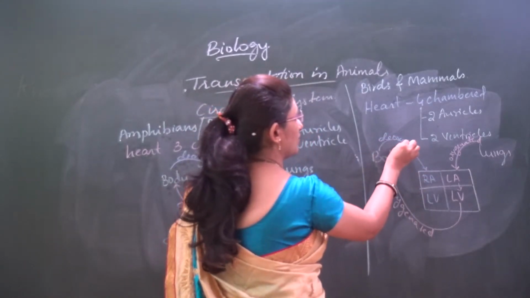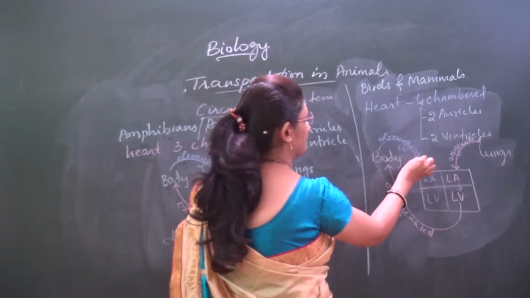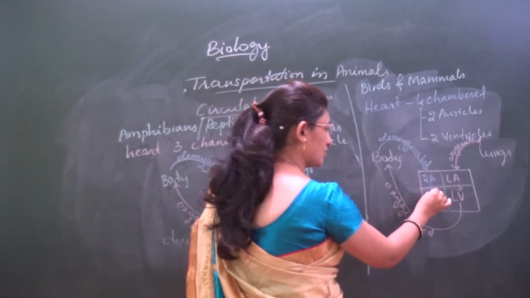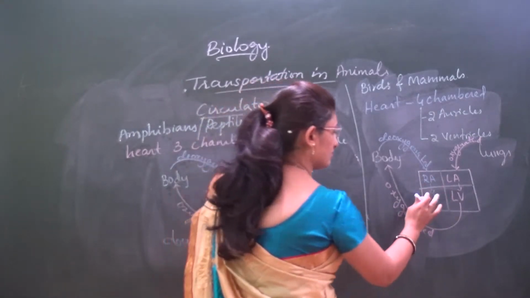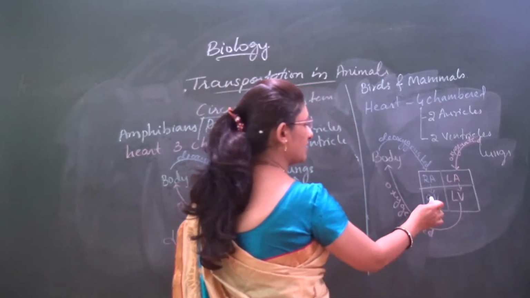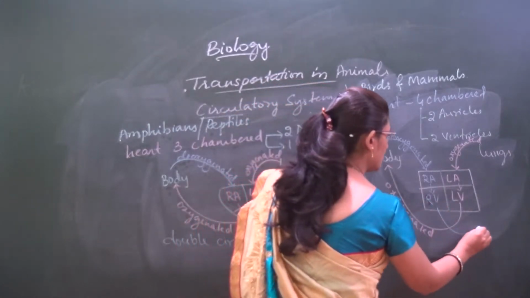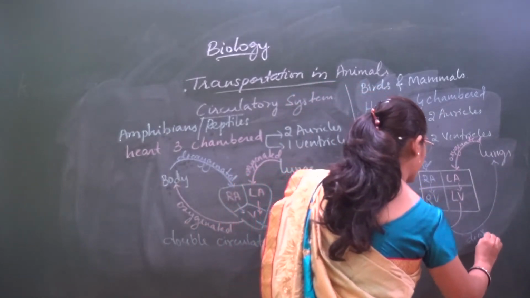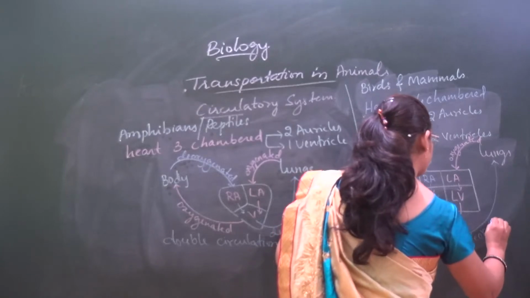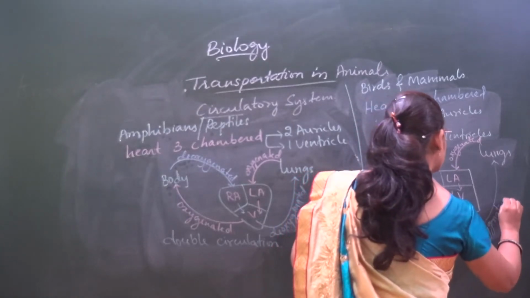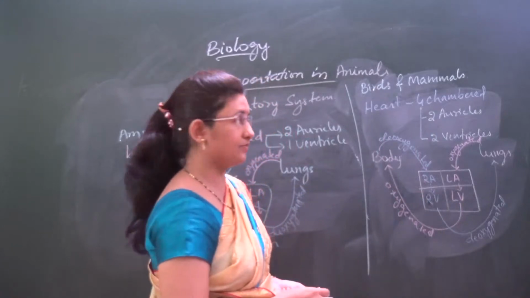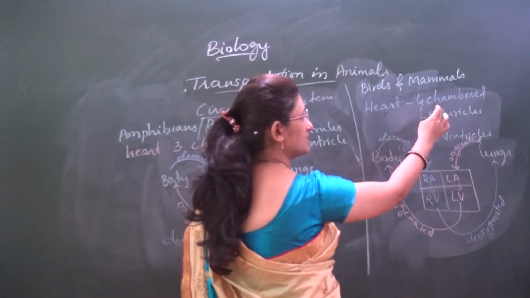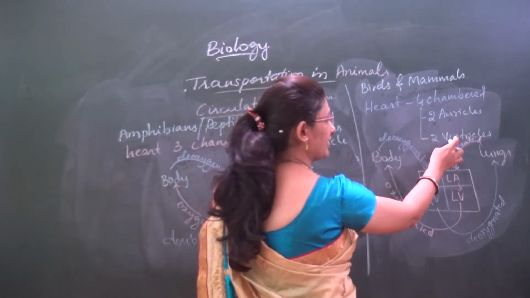It is deoxygenated blood, which enters into the right auricle. From the right auricle into the right ventricle. From the right ventricle to the lungs for the exchange of gases. The deoxygenated blood enters into the lungs for the exchange of gases. See here, in birds and mammals, the heart is four-chambered, consisting of two auricles and two ventricles.